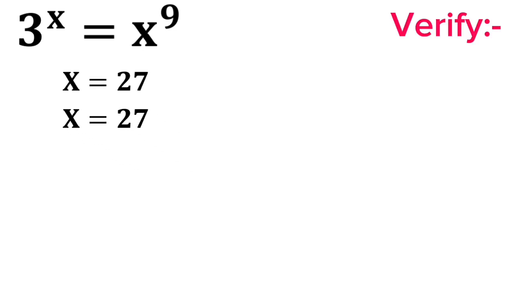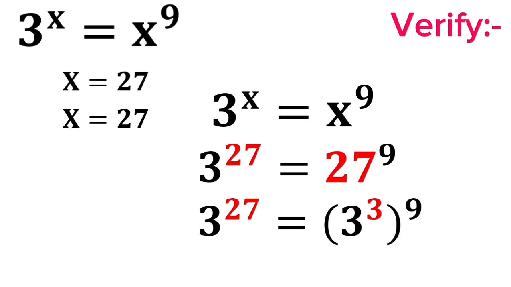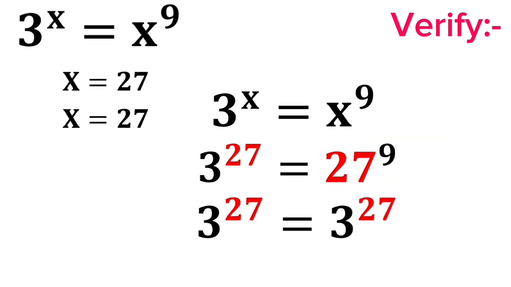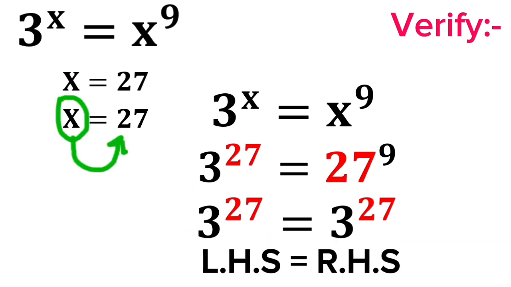Okay, let's verify whether our answer is correct or not. Just put 27 in the place of x. Here 27 equals 3 to the power of 3, and 3 times 9 equals 27. Look carefully, LHS equals RHS. So x equals 27 is the correct answer.